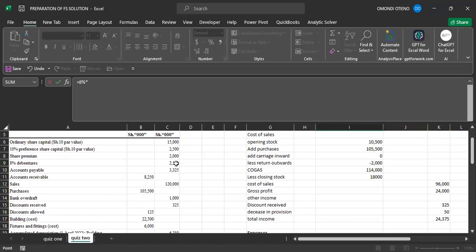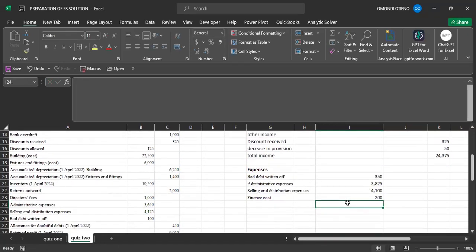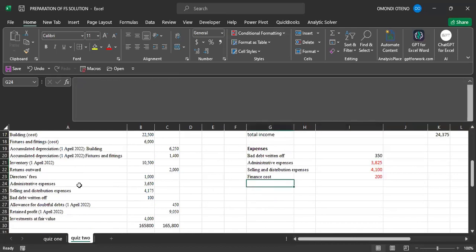8% of this is supposed to be 200. It was paid after. So remember, we also have what we call accrued finance costs, interest payable. So here we have prepayments, we have accrual, we have payable or accrued expense. So this one here will be taken to the statement of financial position. So we have these three items that contain some information to be taken to statement of financial position.